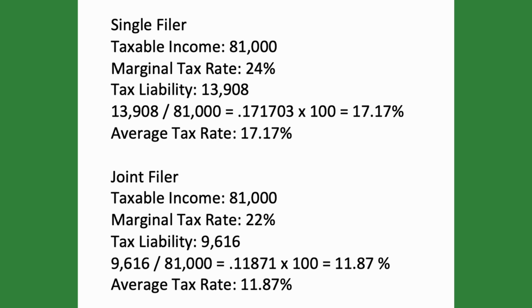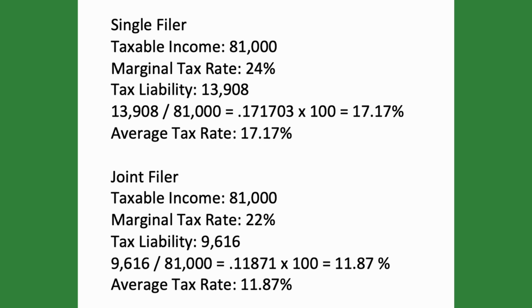So basically what you do is you take the total tax amount that was owed, and then you divide it by your total taxable income, and then multiply that by 100 to turn it into a percentage. Sometimes the average tax rate is also called the effective tax rate. So in the example that we had before, the single filer's average tax rate or effective tax rate is going to be, just really quickly, I'm going to put it on the screen so you can see the math too. It's just easier to see the numbers. So 13,908 divided by 81,000 and then times by 100 is going to come out to 17.17%.